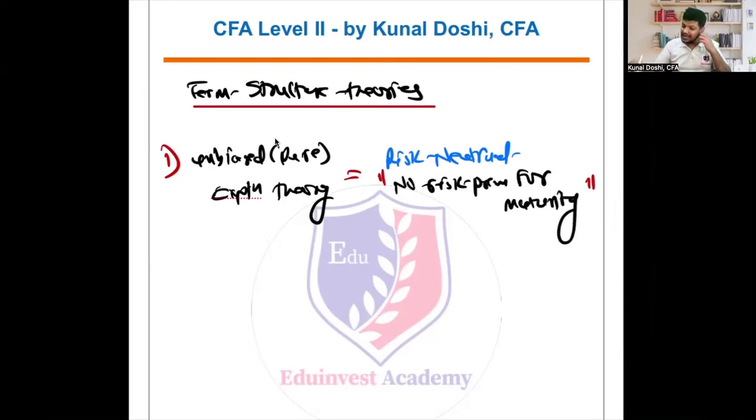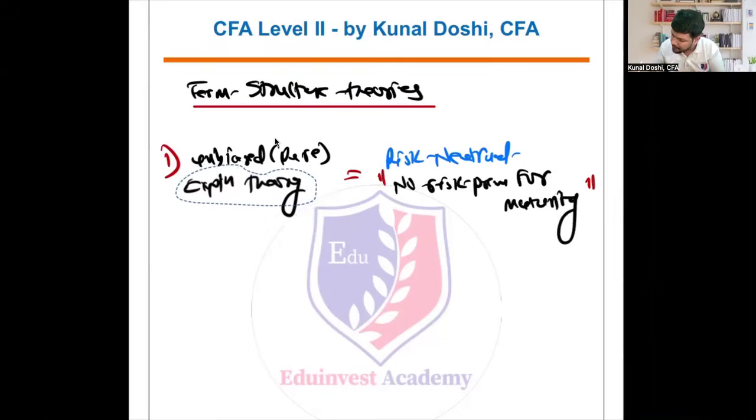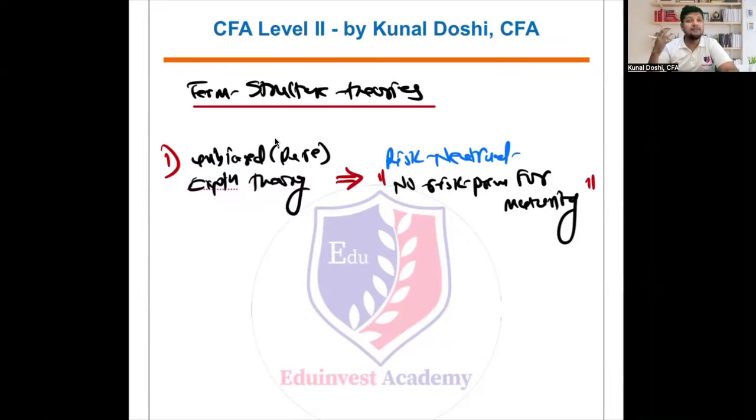So here, is this practical? Unbiased expectation theory. Do you think it is practical? Everyone? Is it practical, that there is no risk premium for maturity? We have seen the yield curves are upward sloping, right? So this theory itself is baseless. But just for your reference, the unbiased or pure expectation theory assumes that investors are risk neutral. They don't require a premium for higher maturity. Of course, that is not practical. Therefore, you have the other theory, which is the local expectation theory.